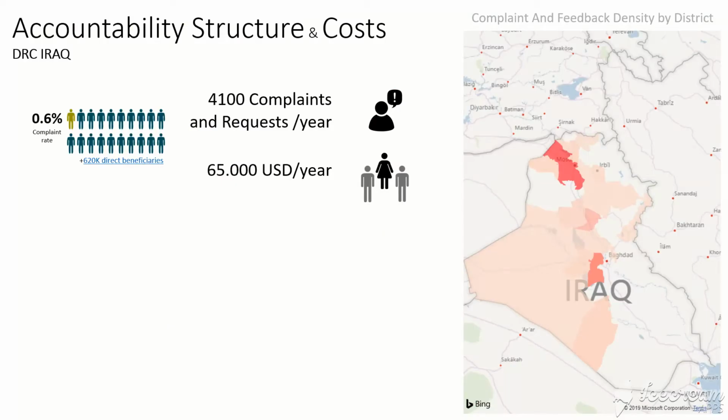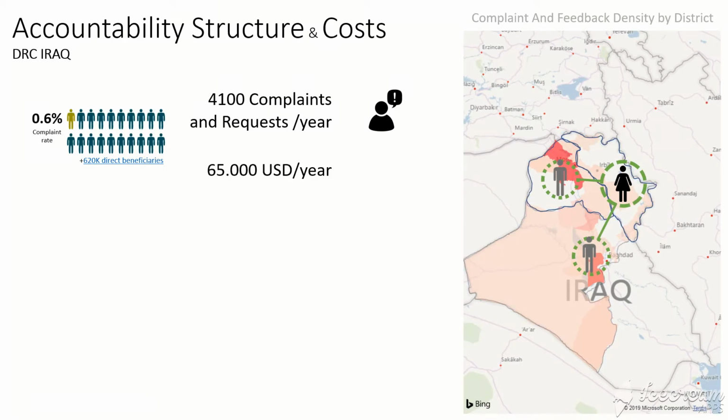So how is this achieved? Currently in Iraq, we receive more or less 4,100 complaints a year with an overall cost of $65,000. The team is comprised of 3 members, 1 female in KRI, 1 male in the north, 1 male in the south. They have a structure inside, and each of them has a unique geographical area they're responsible for.